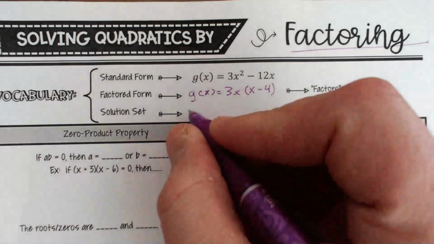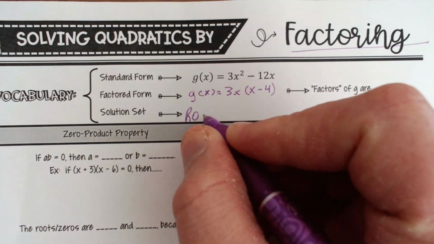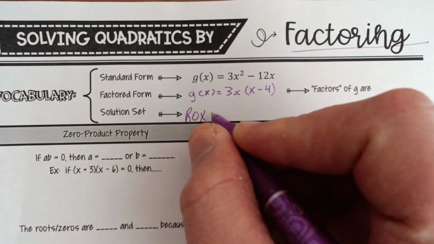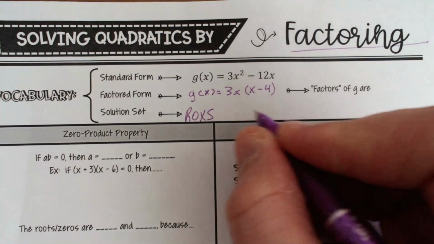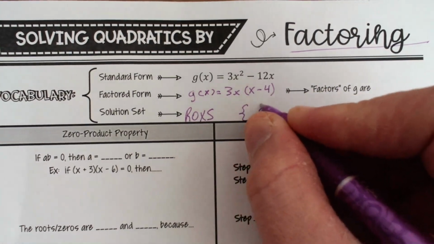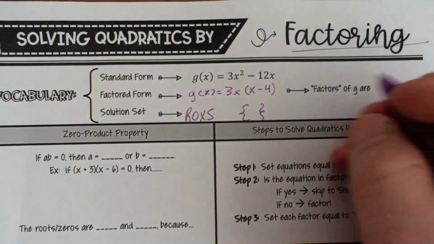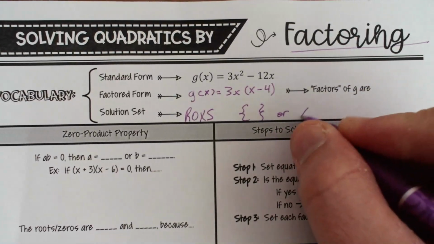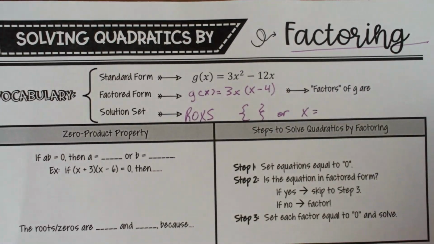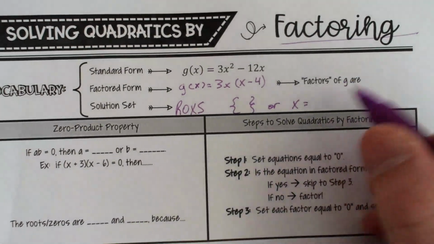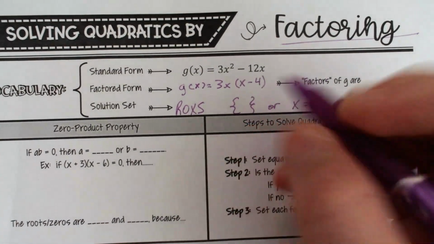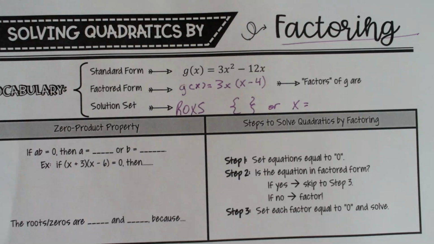So remember, we have roots, zeros, x-intercepts, and solutions. And when we write these solutions, we're going to write them in these fancy brackets because we don't want to confuse them with a point. Or, and this is going to probably be most common, we're going to write them as x equals. Okay?